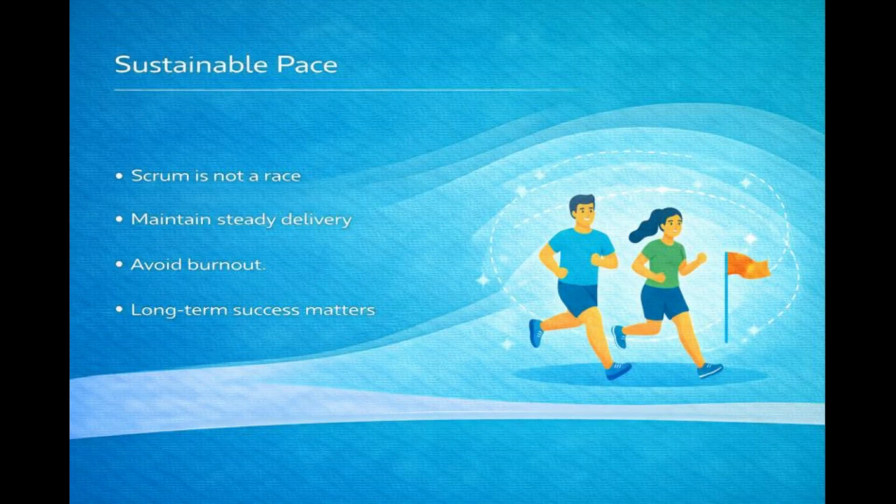Sustainable pace in Scrum. Scrum promotes consistent, sustainable delivery rather than short bursts of excessive effort. Although the word sprint suggests speed, product development is better viewed as a long-distance effort. Teams should take on only as much work as they can complete without burnout, maintaining a steady rhythm that supports long-term success and continuous improvement.